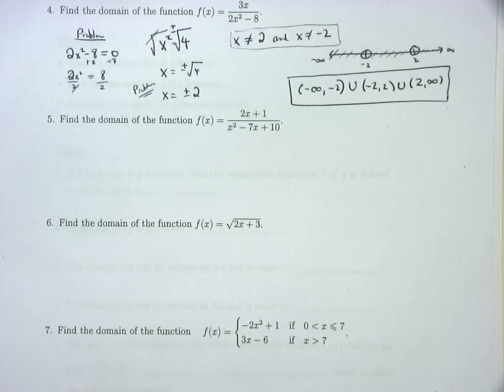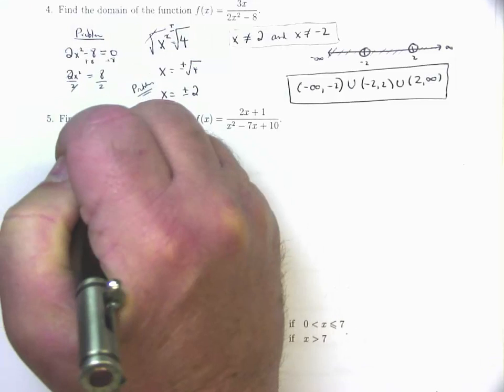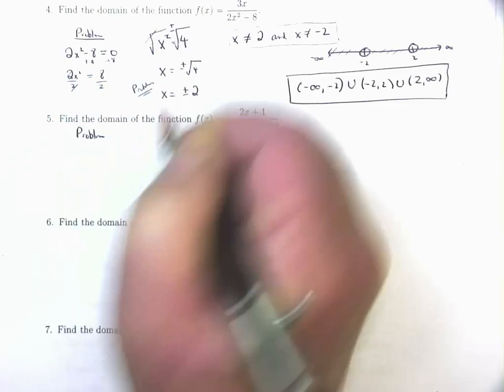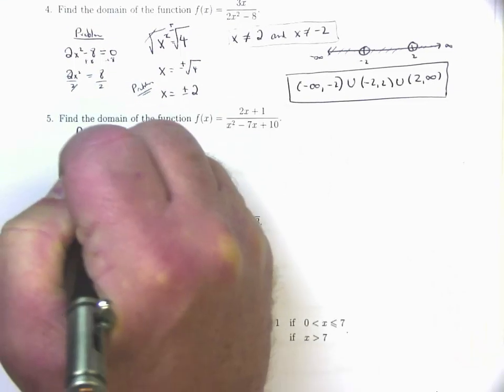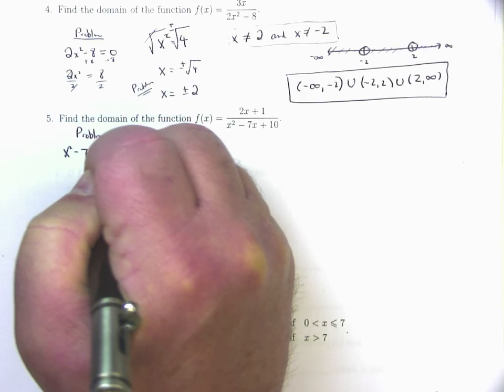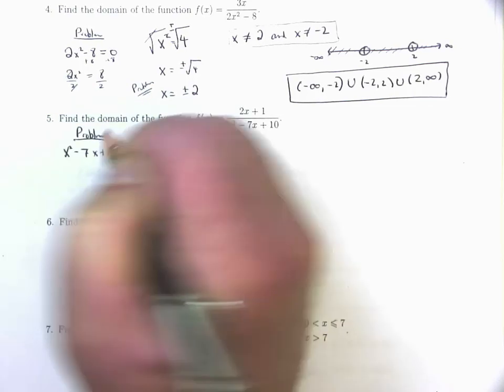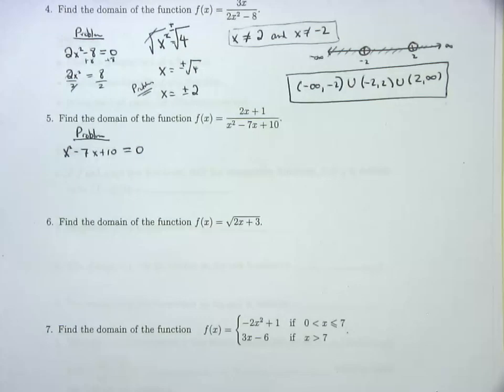Find the domain of the function f of x equals 2x plus 1 over x squared minus 7x plus 10. All right. Well, again, it's a big old fraction. When it comes to fractions, my problem is when the denominator equals 0. So I'm going to identify the denominator, x squared minus 7x plus 10, and I'm going to figure out where my problem is at. So I'm going to set it equal to 0. So the problem is, again, the denominator equaling 0.